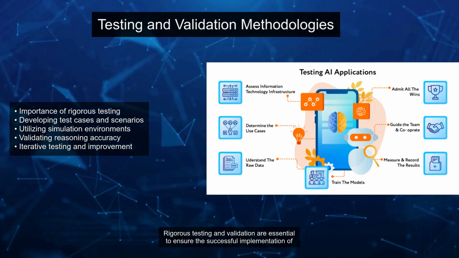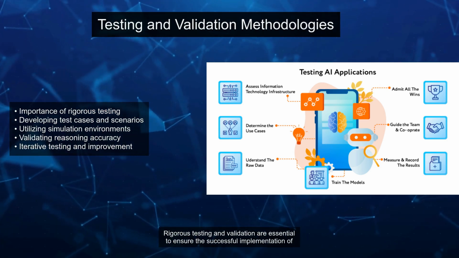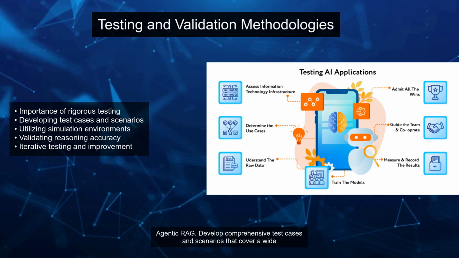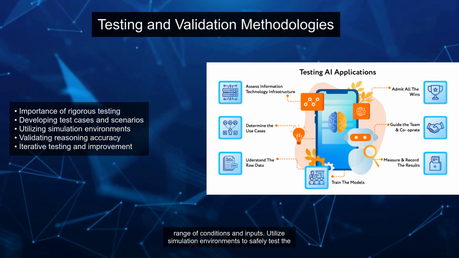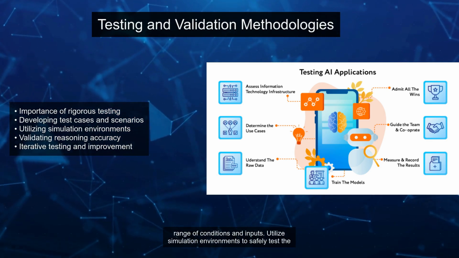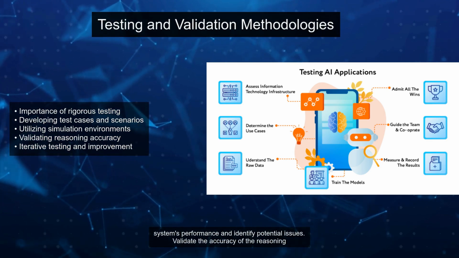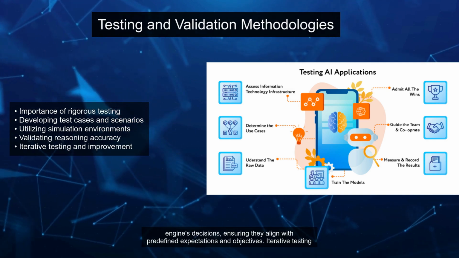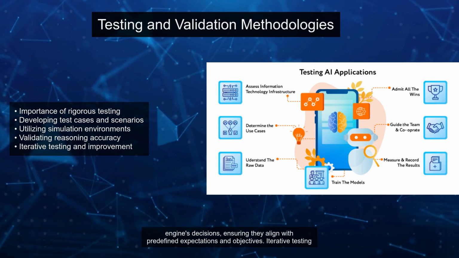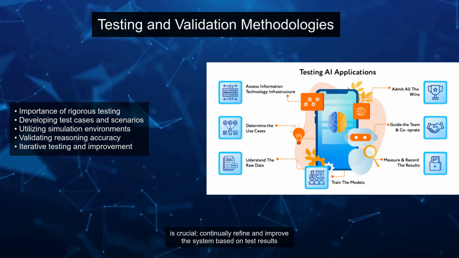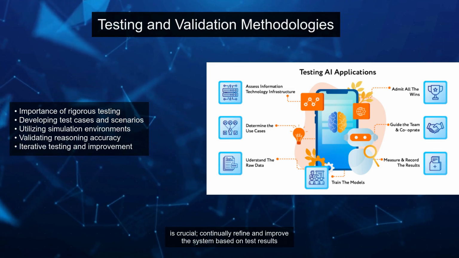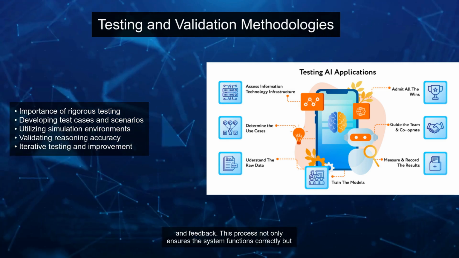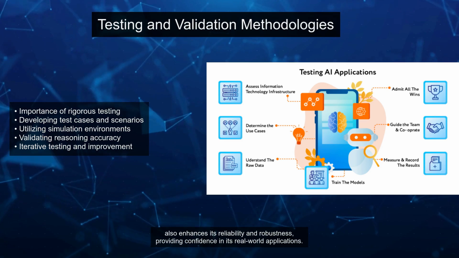Rigorous testing and validation are essential to ensure the successful implementation of Agentic RAG. Develop comprehensive test cases and scenarios that cover a wide range of conditions and inputs. Utilize simulation environments to safely test the system's performance and identify potential issues. Validate the accuracy of the reasoning engine's decisions, ensuring they align with predefined expectations and objectives. Iterative testing is crucial. Continually refine and improve the system based on test results and feedback. This process not only ensures the system functions correctly but also enhances its reliability and robustness, providing confidence in its real-world applications.